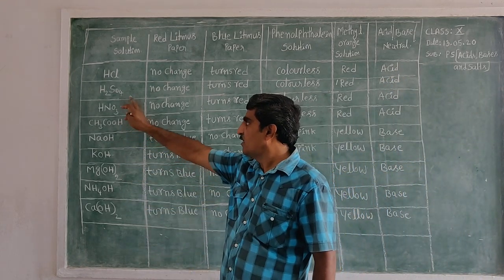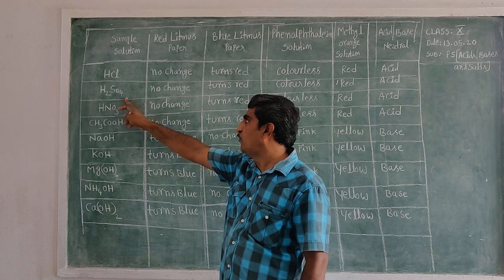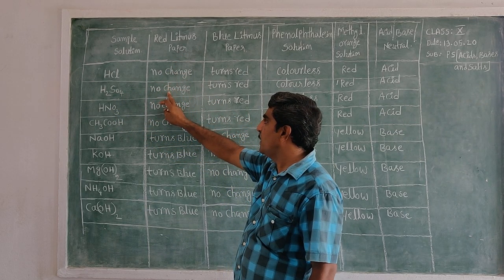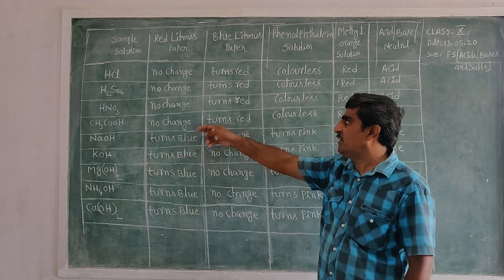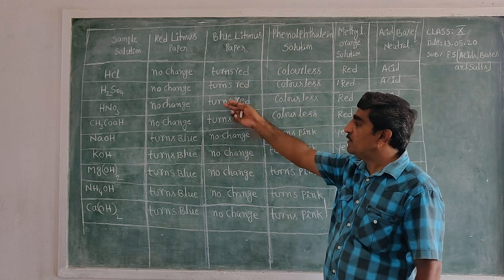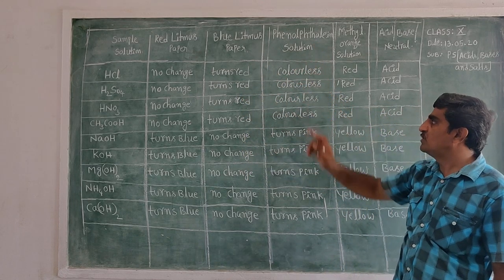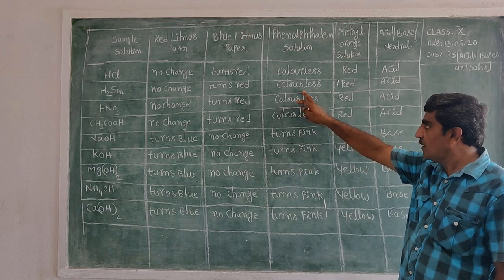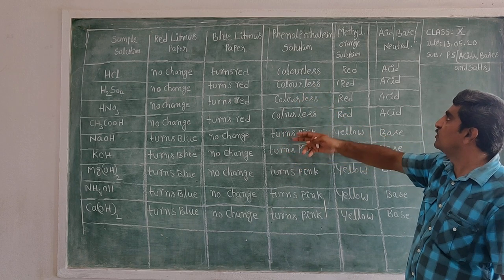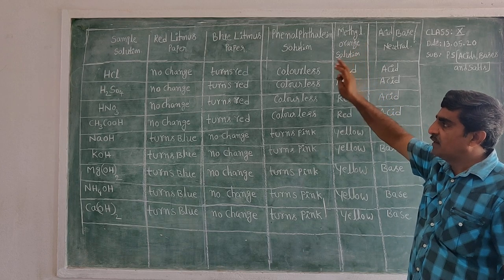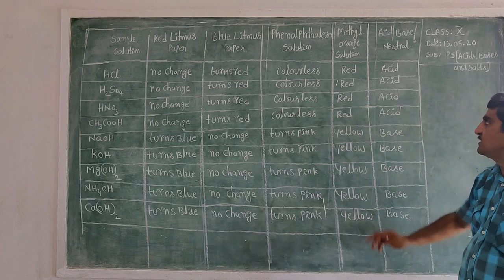And another sample, sulfuric acid, H2SO4. We test with red litmus paper. The color does not change. The given solution tested with blue litmus paper turns it red. With phenolphthalein solution, the observation is a colorless solution. The given solution turns methyl orange indicator red. Hence, the given solution is acid.